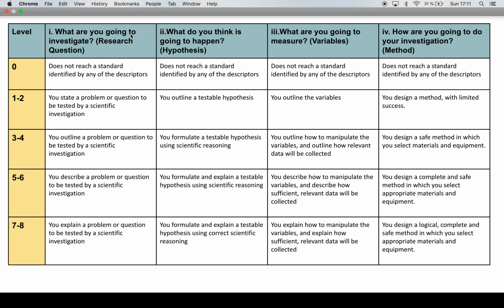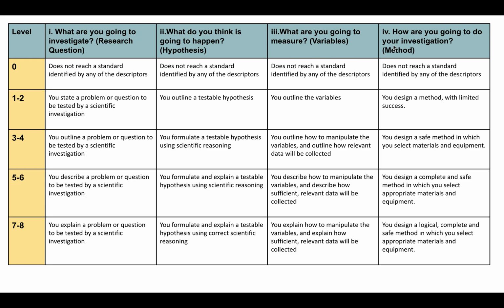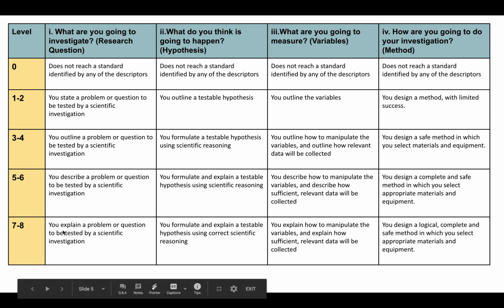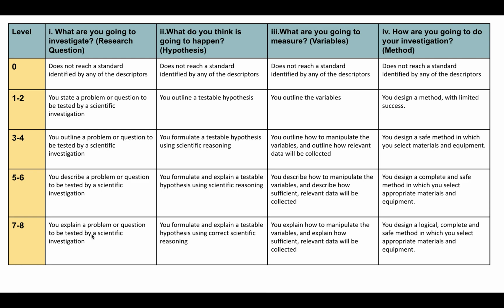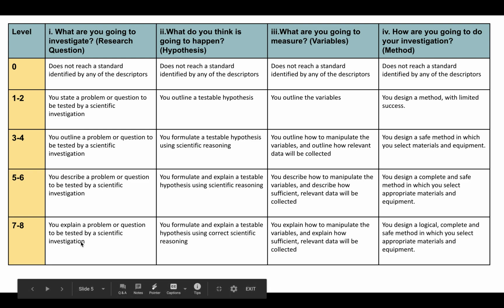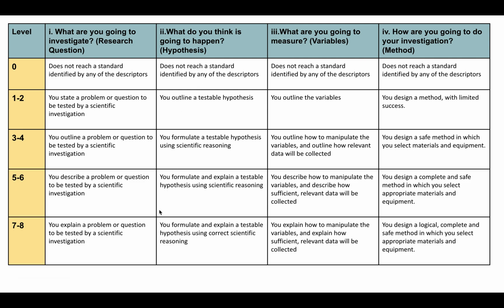Okay, so we've got the criteria up here. First of all, it's broken down into four different sections. The first one that we're going to be marking you against is basically what you're going to investigate. So you have to come up with your own research question, and I'll explain how to get a good mark for that one. Looking for the 7-8 mark, it says you explain a problem or question to be tested by a scientific investigation. The next one is, what do you think is going to happen? So it says you formulate and explain a testable hypothesis using correct scientific reasoning.